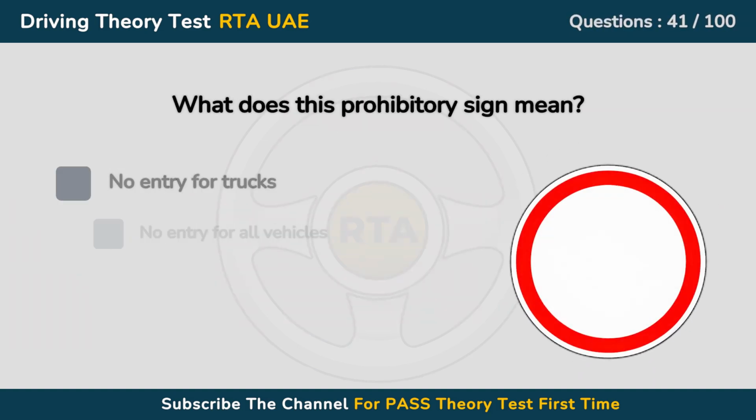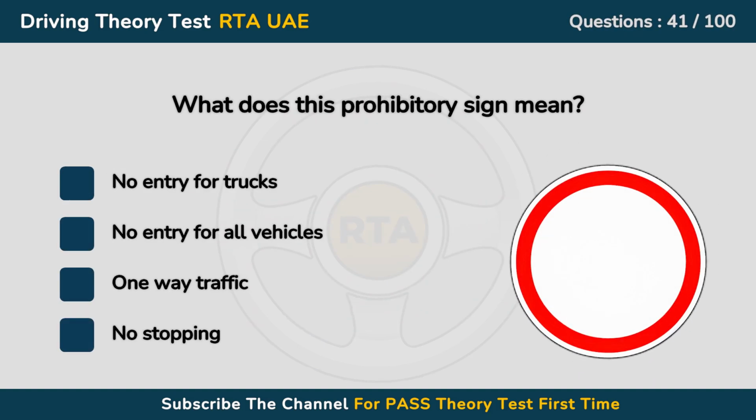Question 41. What does this prohibitory sign mean? A. No entry for trucks. B. No entry for all vehicles. C. One-way traffic. D. No stopping.